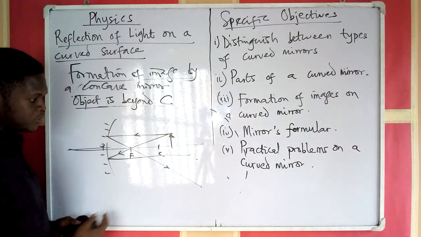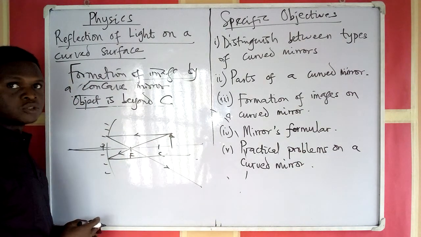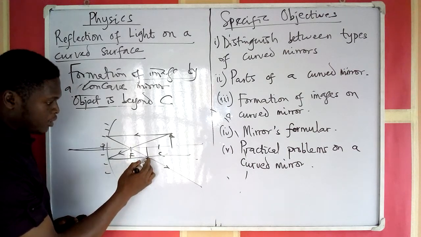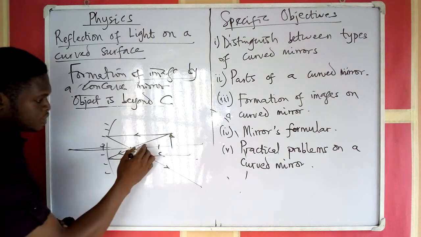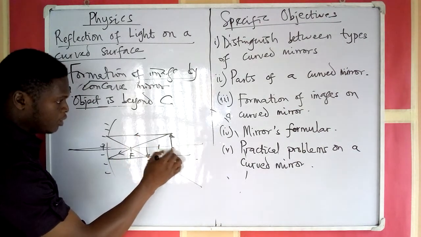We can have the third one, but the two alone is enough for us to form an image because they have already intersected. So we can draw our image here. So this is our image, while this is our object.